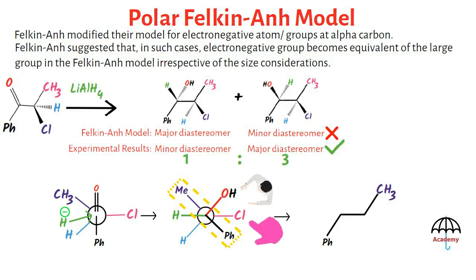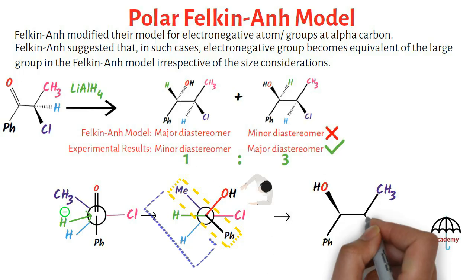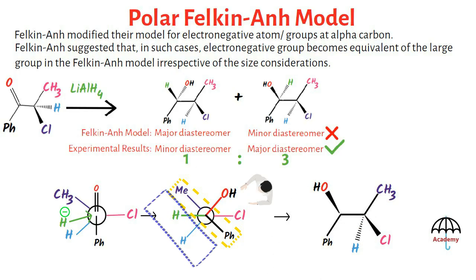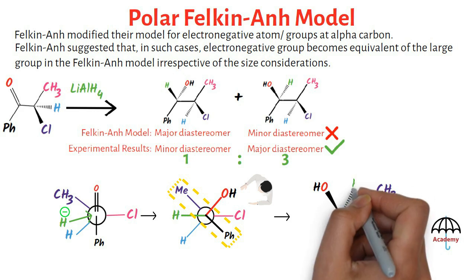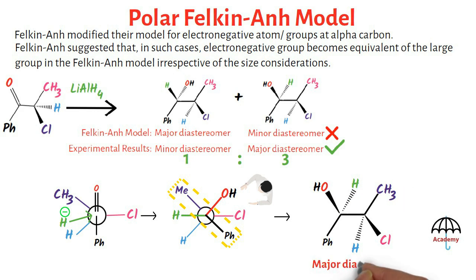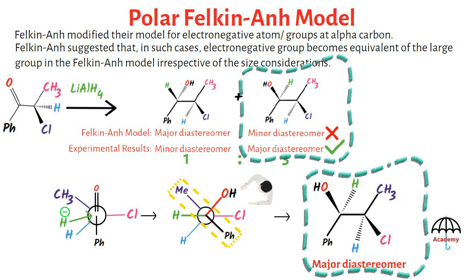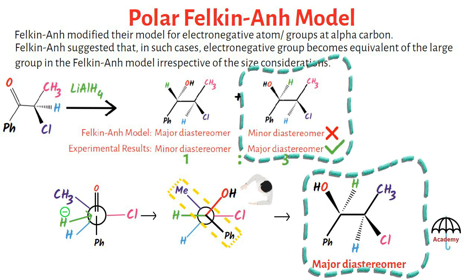Chlorine is near the observer, it is drawn on wedges, same is the case with hydroxyl group. The two hydrogens are away from the observer and hence drawn on dashes. This is the major diastereomer, and it is the same as observed in the experimental results.